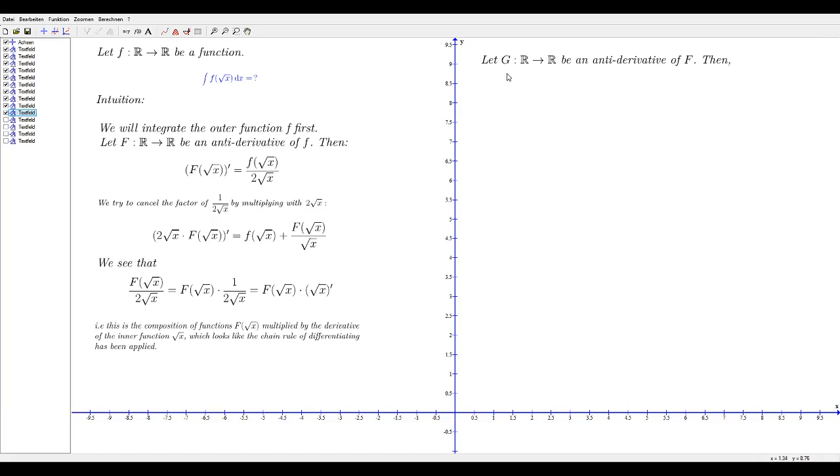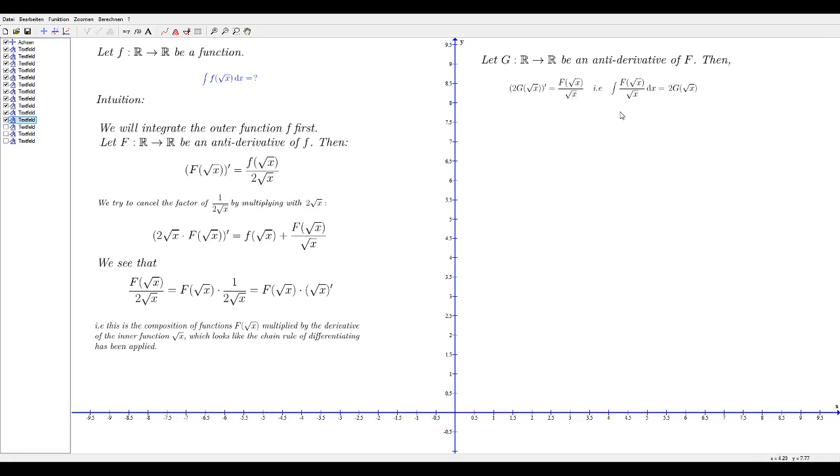We now take capital G, which is an antiderivative of capital F. That's what I said: we are able to integrate f of square root of x if we are able to integrate the outer function f twice. We integrated it once to get capital F, and then we integrate capital F to get capital G. And then what we will of course see is, if we take 2 times capital G of square root of x and take the derivative of this, we just end up with capital F of square root of x divided by square root of x.